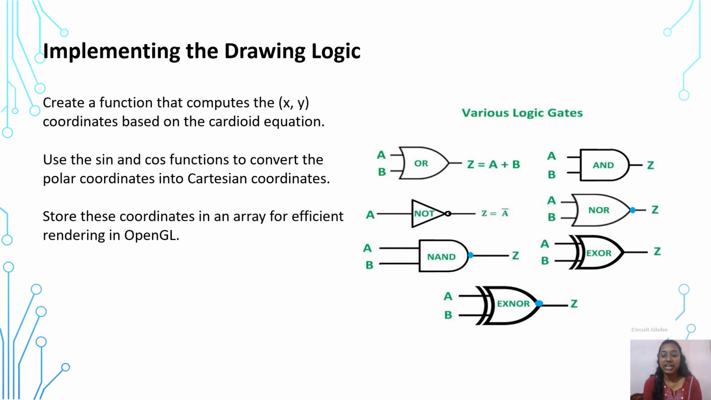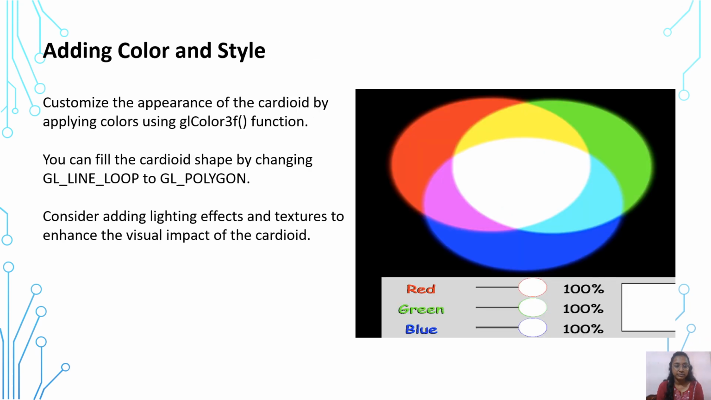We can see various logic gates like A and B, OR gate is equals to A plus B, and A NOT is equals to A bar, and A and B of NAND is equals to Z. There are different types of logic gates.